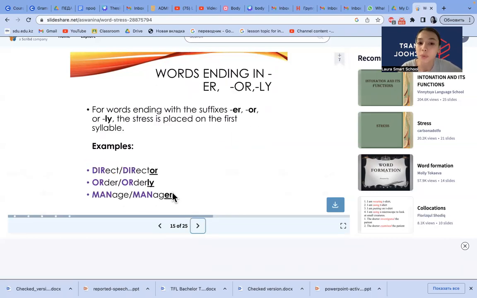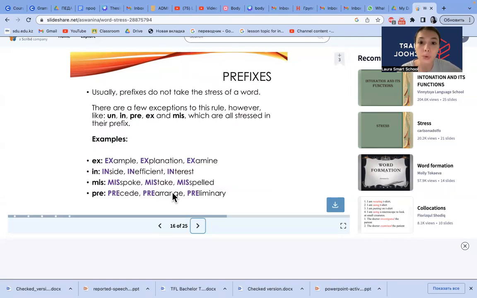For words ending with the suffixes ER, OR, or LY, the stress is placed on the first syllable. Mostly with E or I, these are professions, different professions. Director, direct. Let's repeat after me. Director, direct. Order, orderly. Manage, to manage something, manager. Now let's move to the next rules.